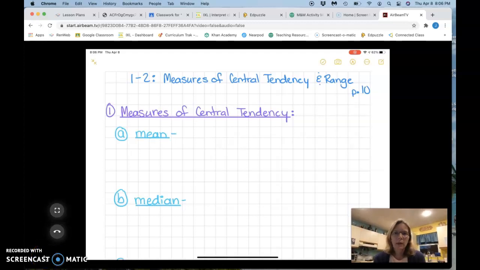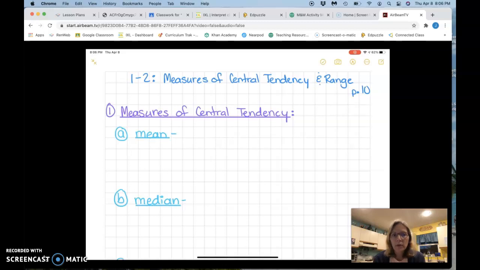Hey guys, today we are starting a new lesson. It is section 1-2, Measures of Central Tendency and Range, and it's found on page 10 in your book. So we're going to take a few notes and then I'm going to show you some examples.